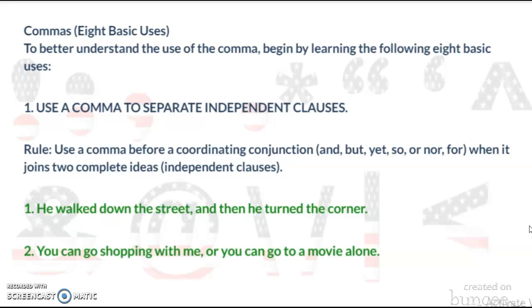So in the first instance, we have he walked down the street. That's an independent clause because it can stand on its own. We have a comma before the coordinated conjunction and it separates the second independent clause. Then he turned the corner, which again is a sentence that can stand on its own. So always remember to use a comma to separate independent clauses, i.e. before coordinated conjunctions, also known as fanboys.